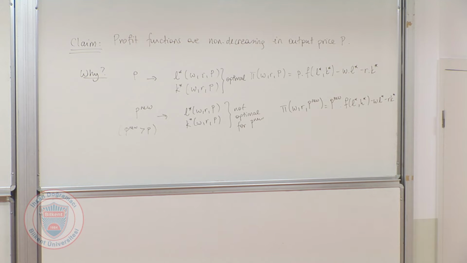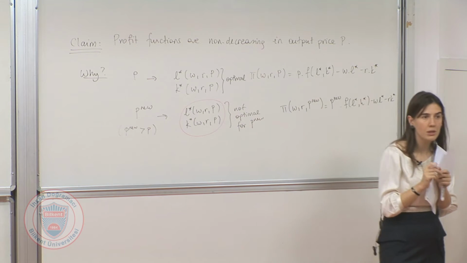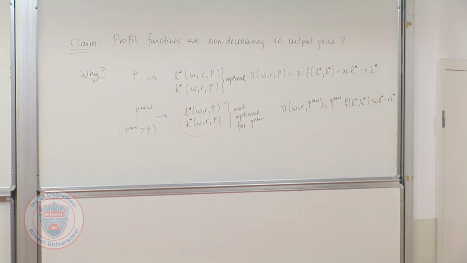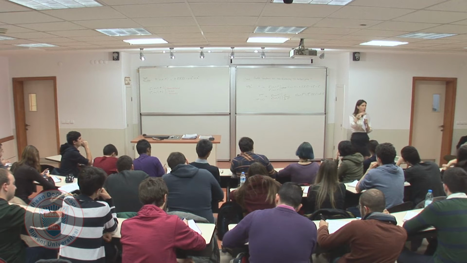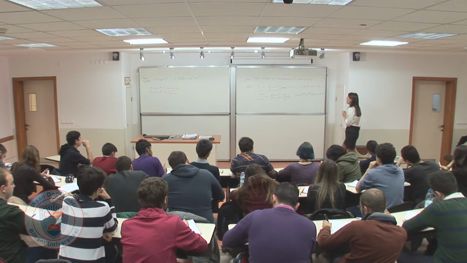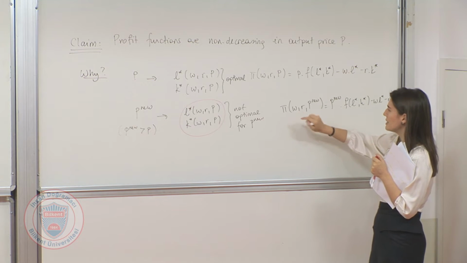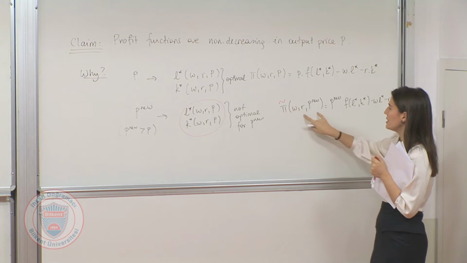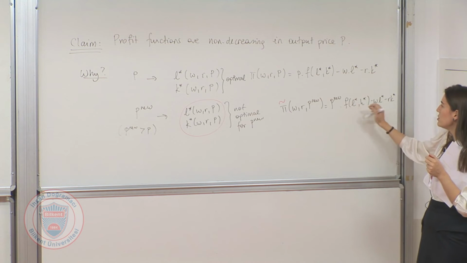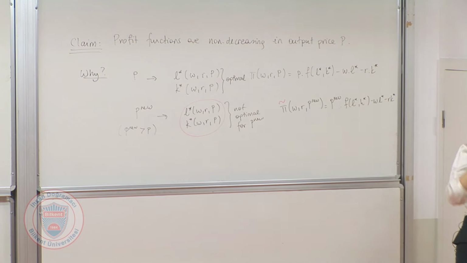Okay? So what happened to my profit? If I don't re-optimize, because now there's a new price, I should be solving the problem all over again, right? Or I should just plug my P new into my profit function. But let's put this, this is not exactly the profit function. Let's put it like this, right? Because these L star, K star are not the optimal ones with P new.